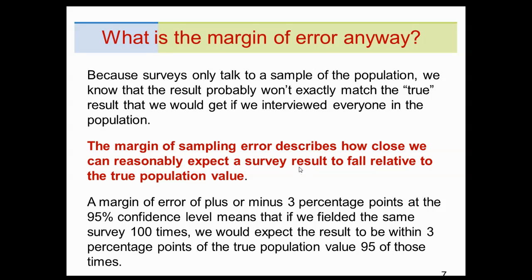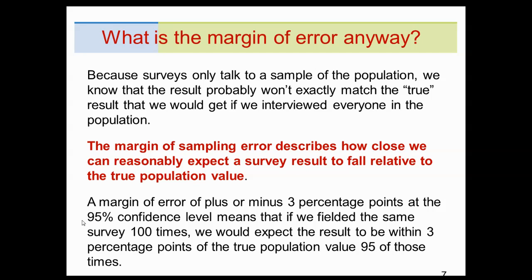If you have a margin of error of plus or minus 3 points at a 95% confidence level, it means that if we fielded the same survey 100 times, we would expect the result to be within 3% of this point 95% of the time.